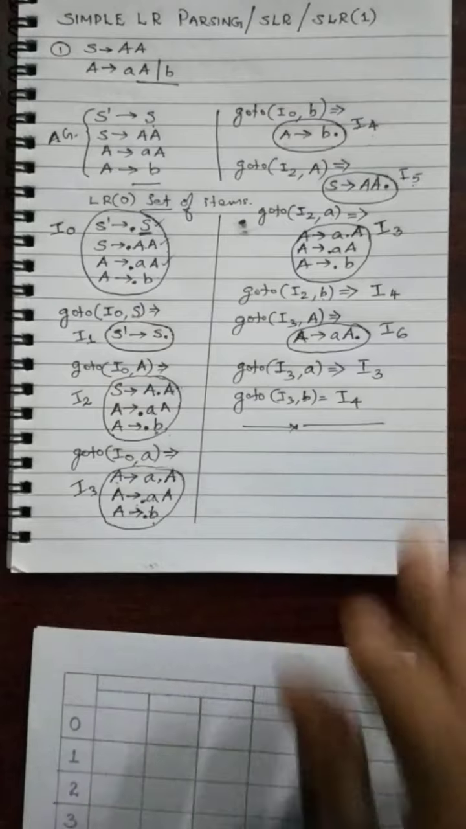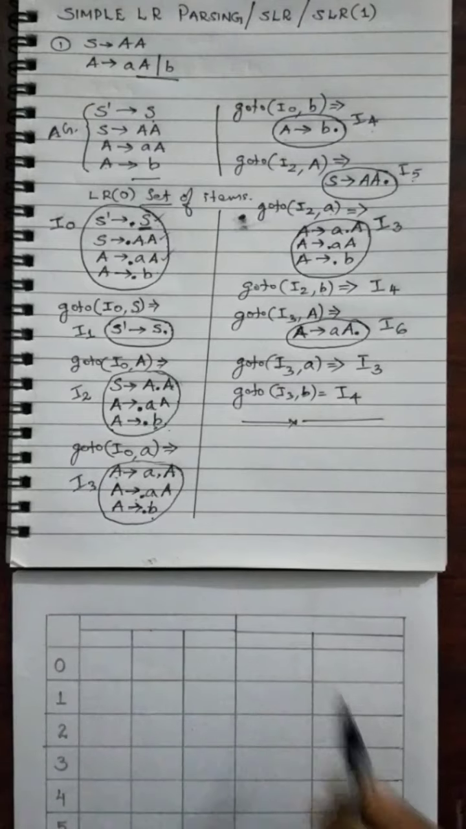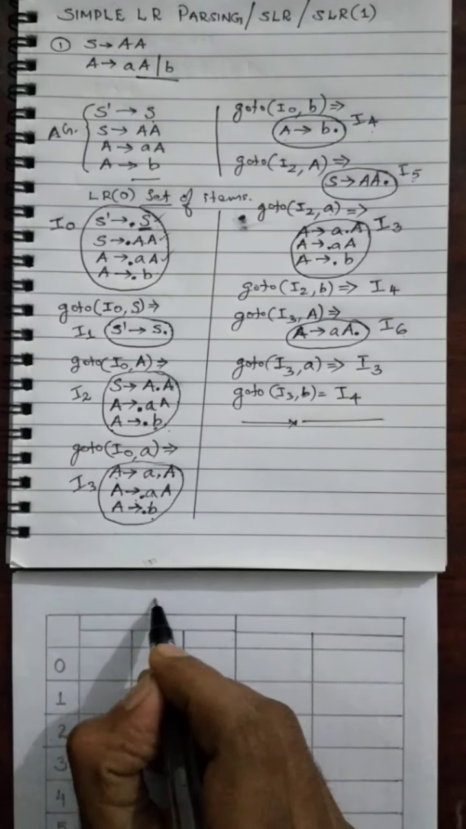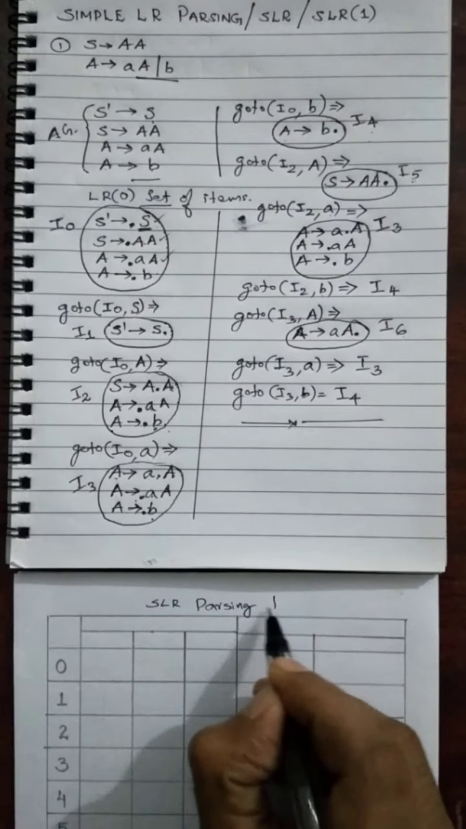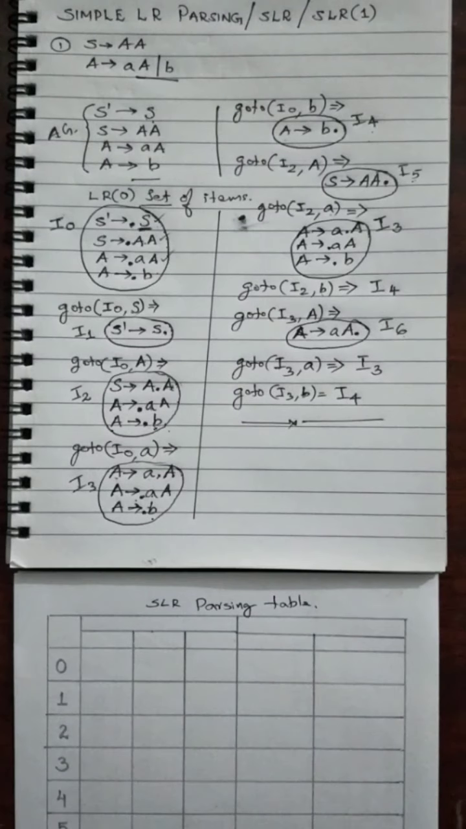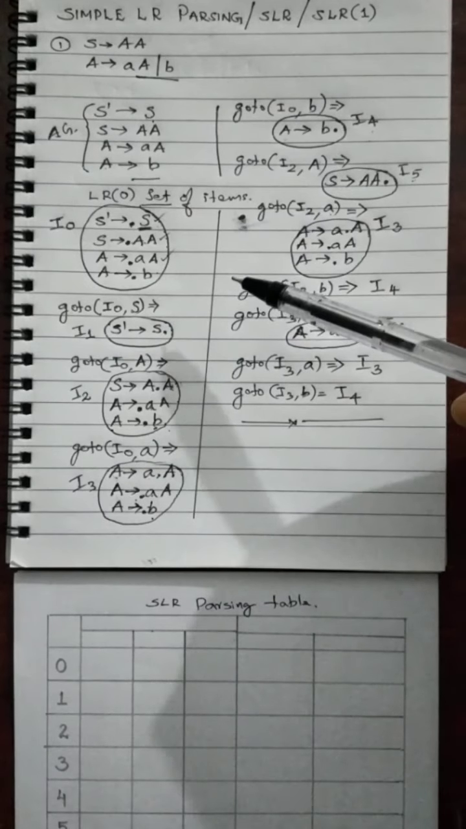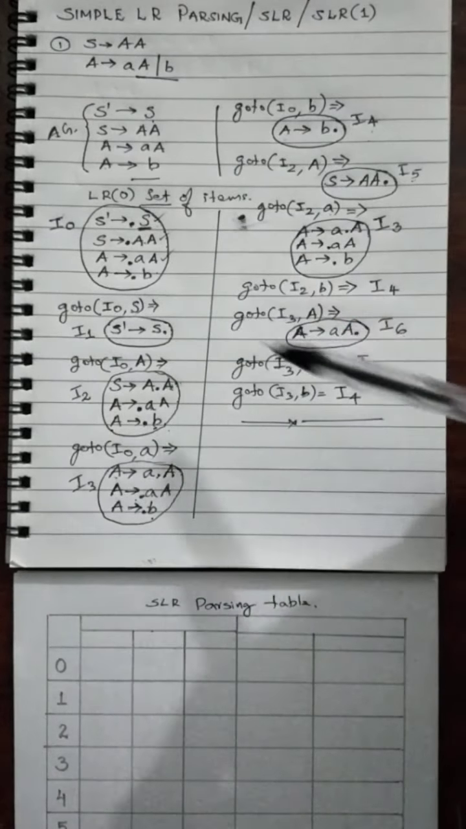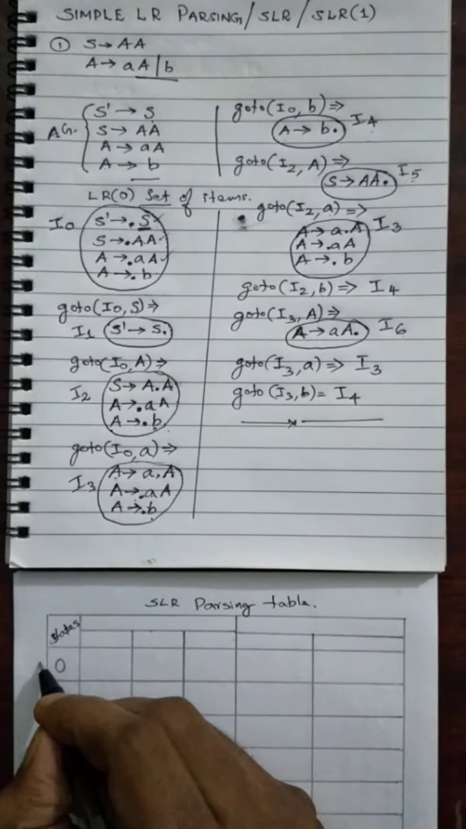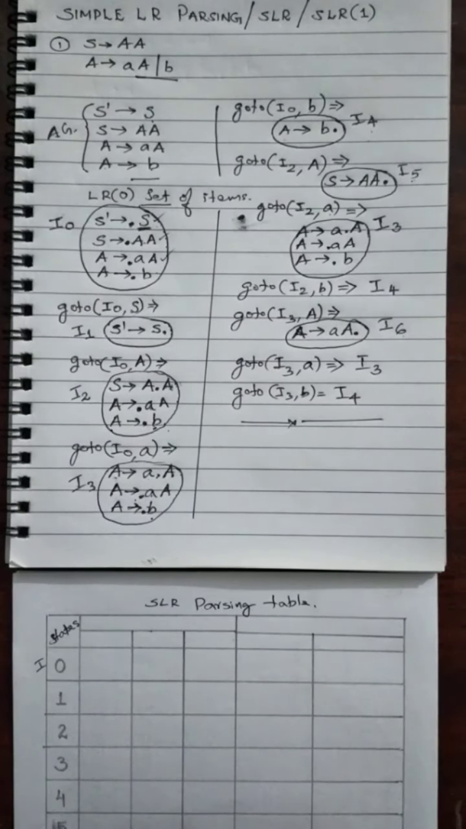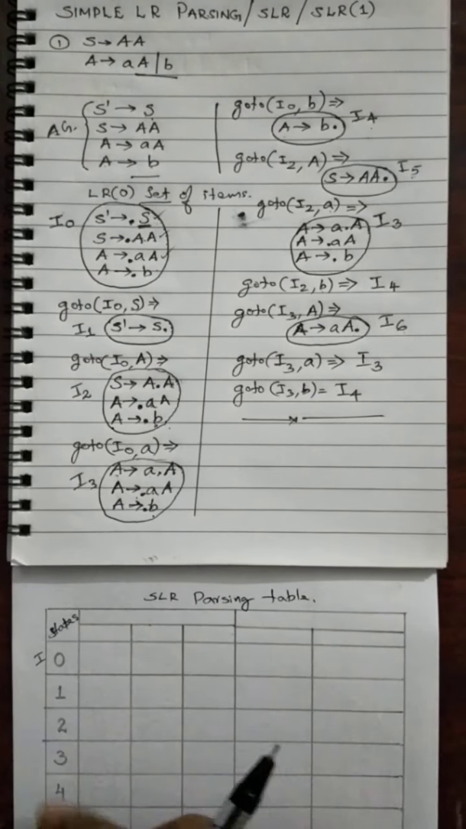I have just made an outline of the table. So a parsing table will be looking like this. This is your SLR parsing table for the given grammar. The total number of states in the set of items is from I0 to I6. So these are your states: I0, I1, I2, I3, I4, I5 and I6. So the total number of states is 7.